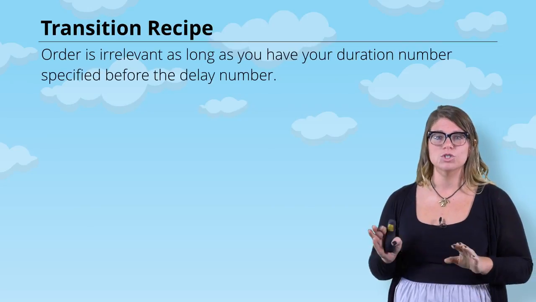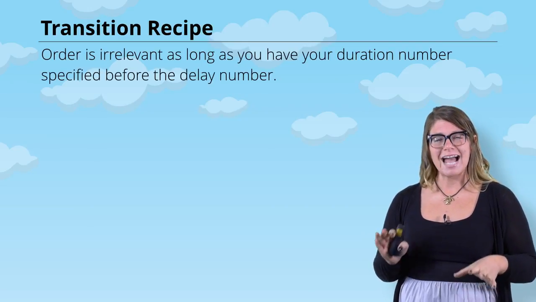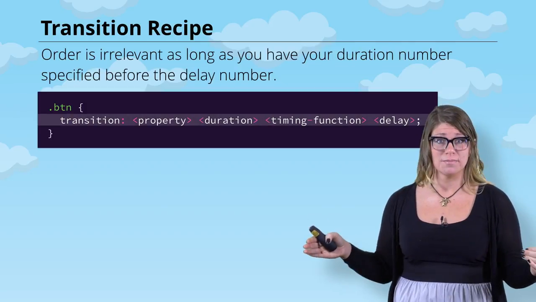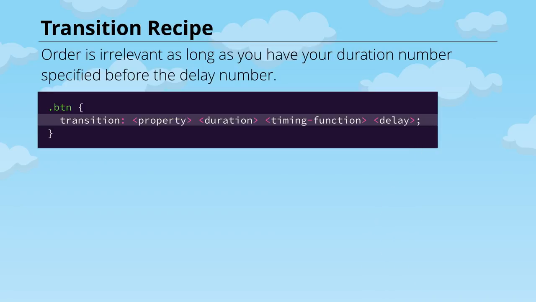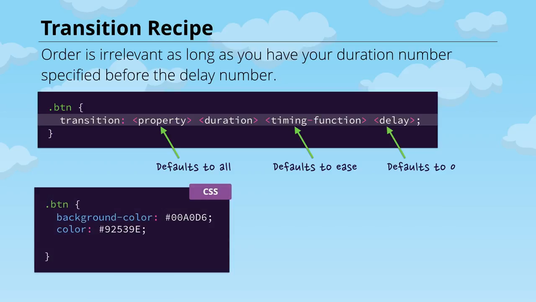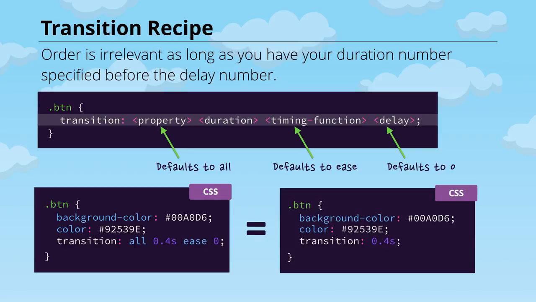Thus far, we've only been using transitions with 2 values, but there's actually 4 values to a full transition recipe. The property and the duration, which we know about, and then the timing function and delay. Technically, all that needs to be specified is the duration. The rest have defaults, like the property defaults to all, the timing function defaults to ease, and the delay defaults to 0. So that means a transition like this, that is specifying all of the default values, can be shortened to just transition 0.4 seconds. You want to leave the defaults out unless you need to change them.